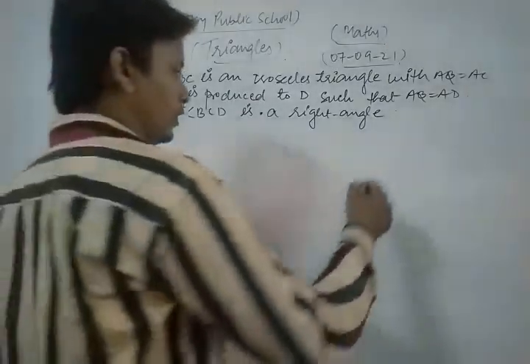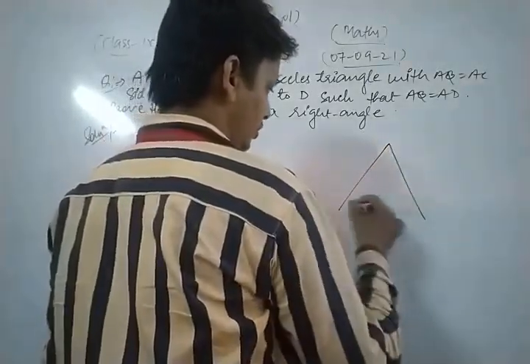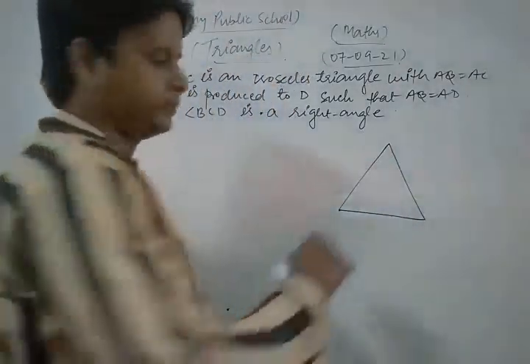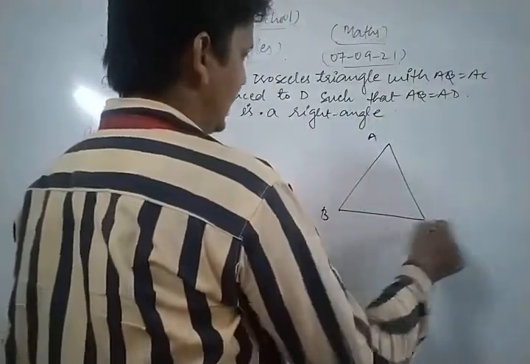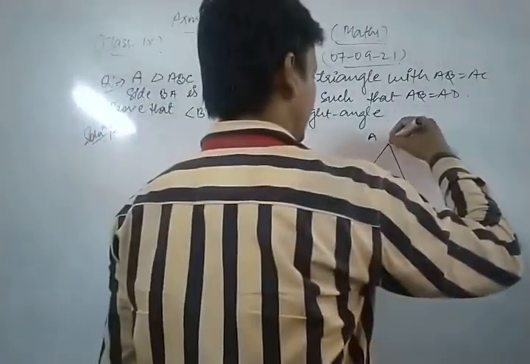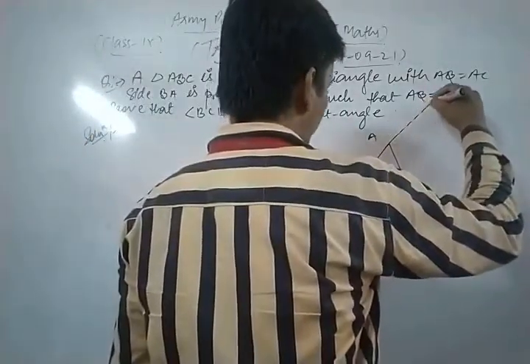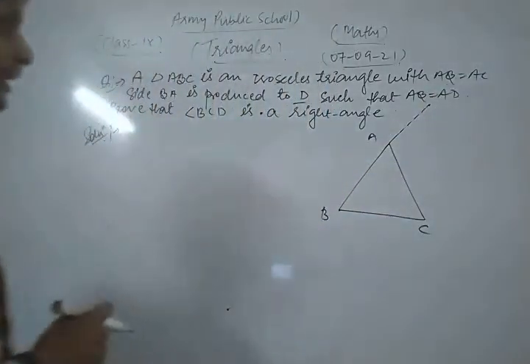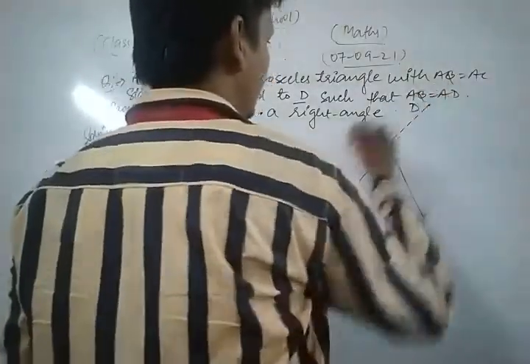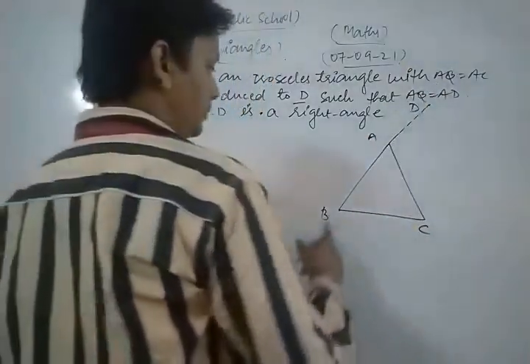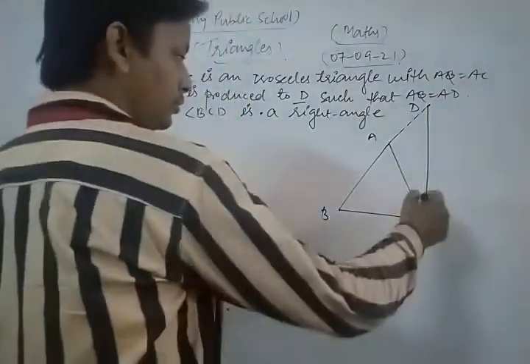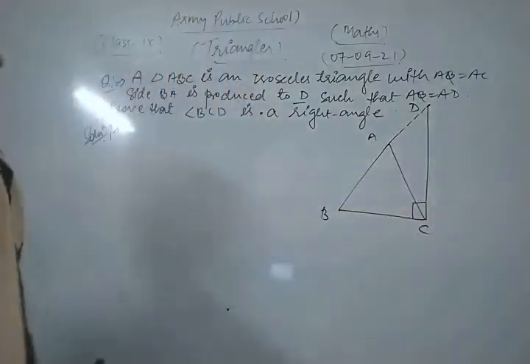So first of all, we draw a triangle ABC, and its side BA is produced to D such that AB is equal to AD. This is point D, and for BCD we join in this way. We have to show that angle BCD is a right angle.